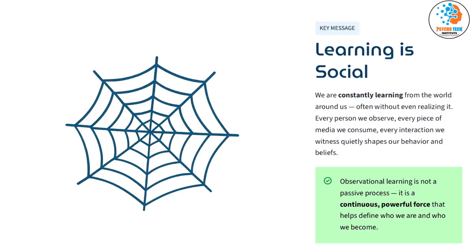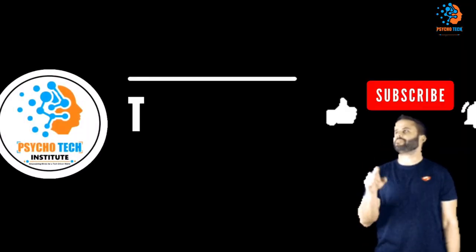Observational learning shows that learning is a social process. We are constantly learning from the world around us, often without realizing it. Every interaction, every person, and every experience contributes to shaping who we become.